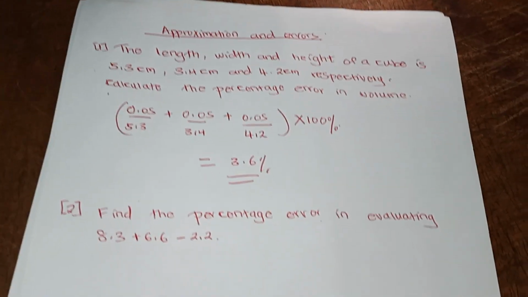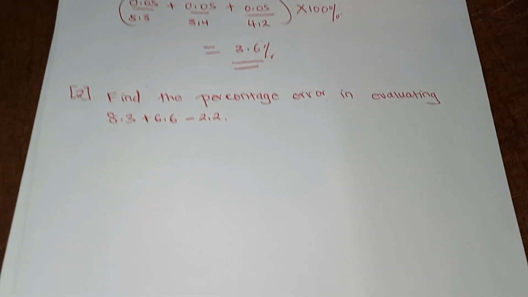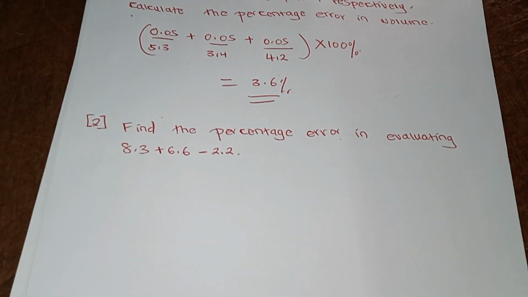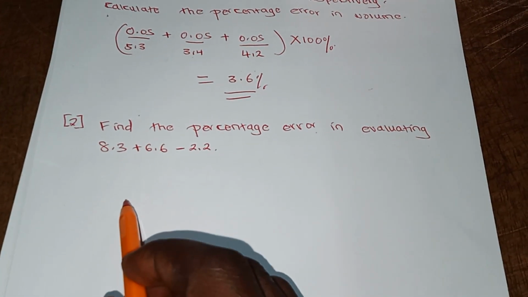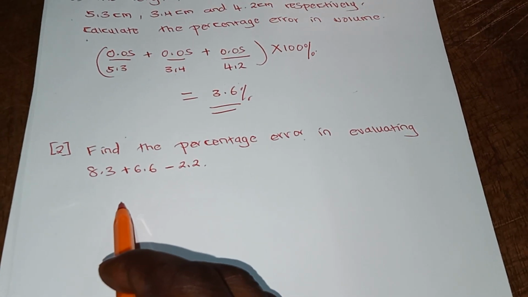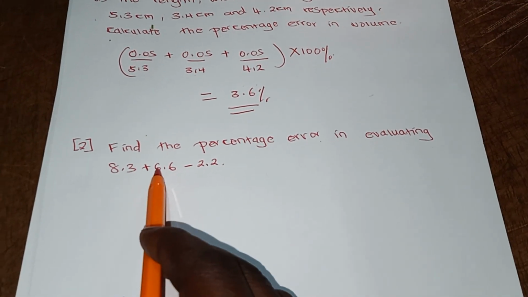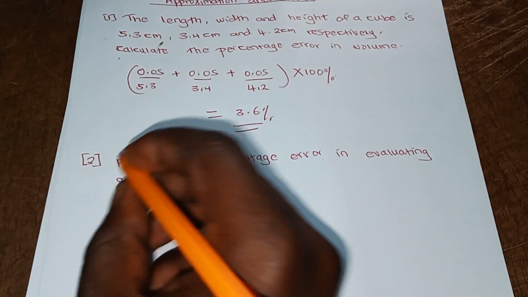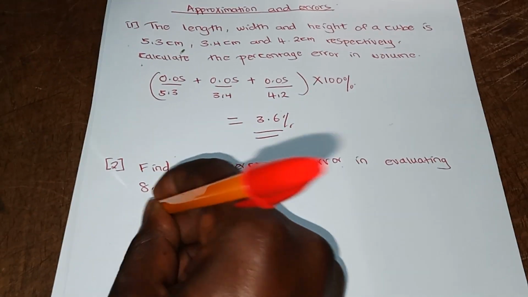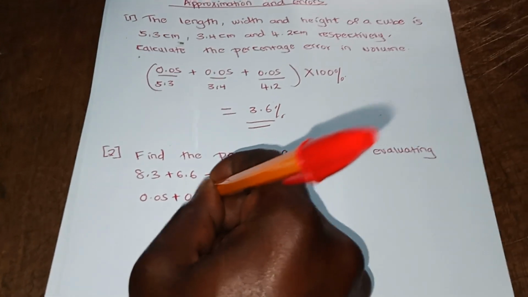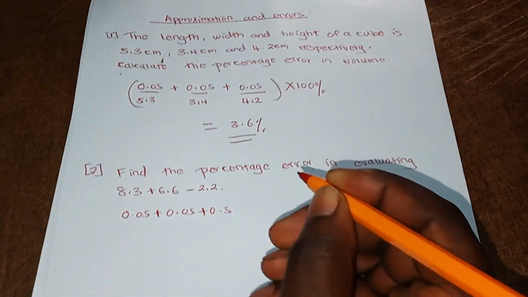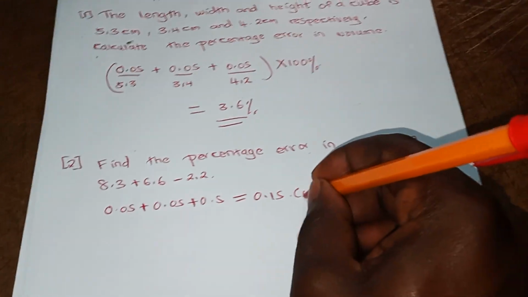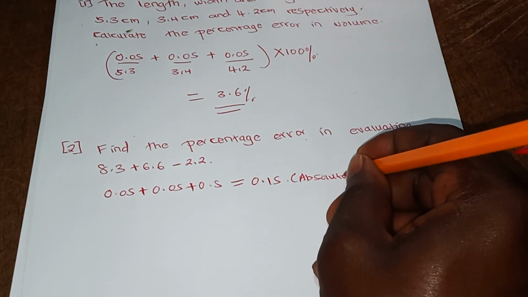Let's see the second question. Find the percentage error in evaluating 8.3 plus 6.6 minus 2.2. When I'm told to solve such kind of a question, I'll basically find the absolute error using the decimals that we are adding. So this one is 0.01, you divide with the 2. So we are going to have 0.05 plus 0.05 plus 0.05. This one will give me 0.15. This one will be my absolute error.